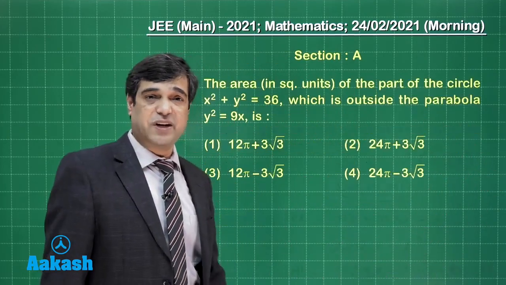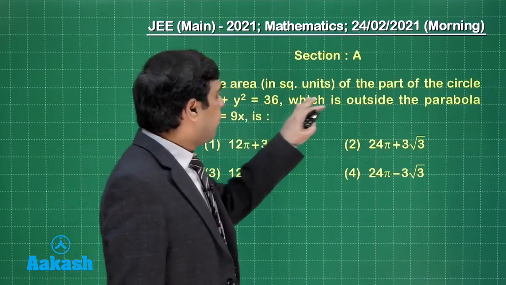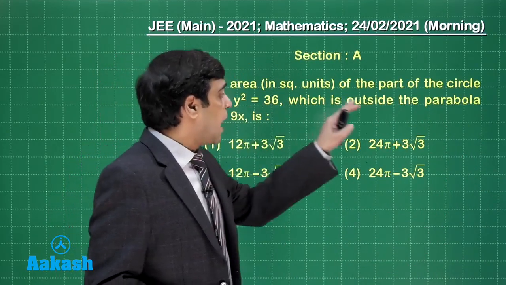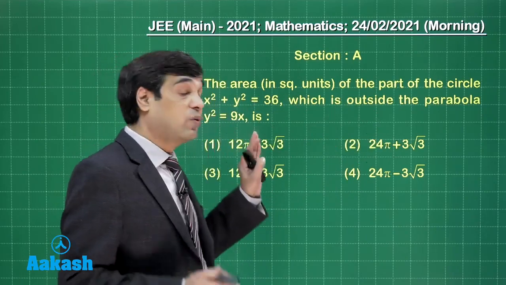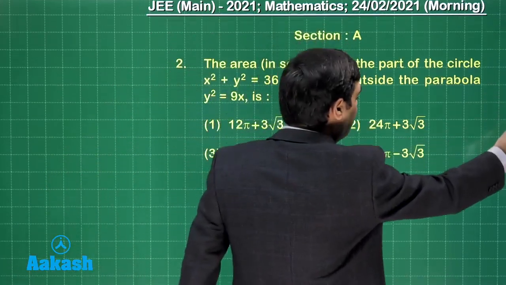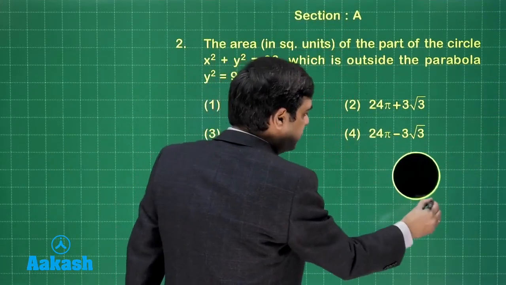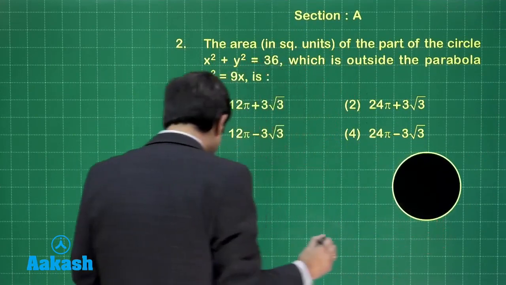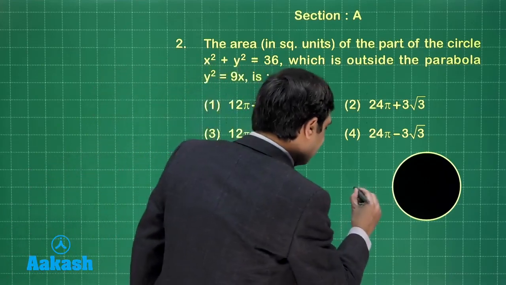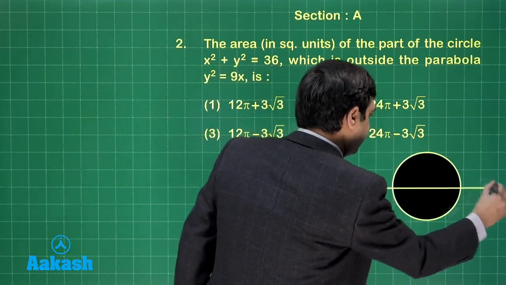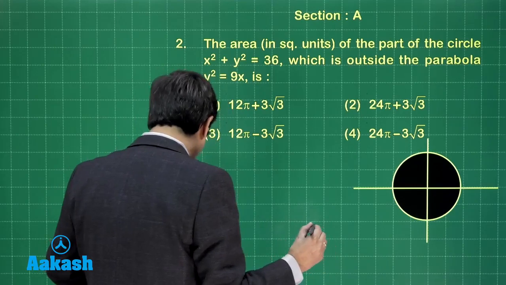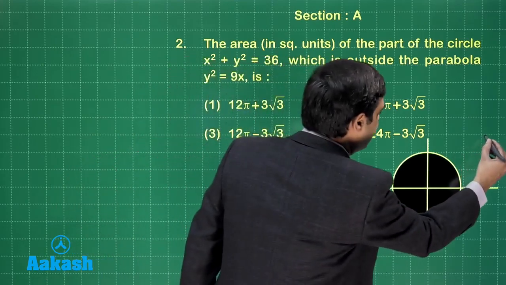Let's move on to the second question of the segment. The area of the part of the circle x square plus y square equals 36, which is outside the parabola y square equals 9x, is. So let's plan this question. We have a circle. Let's draw a circle like this. Correct. Then we can also draw the coordinate axes here like this. Now a parabola is required. Parabola y square equals 9x can be drawn something like this.